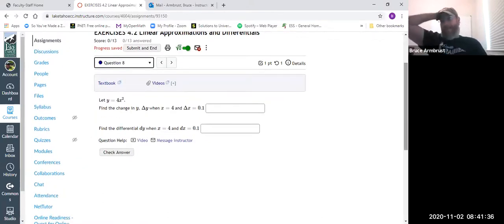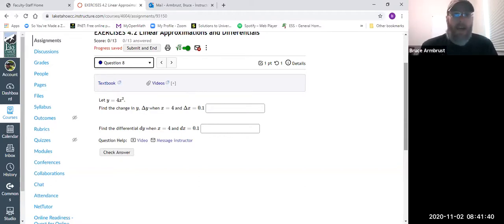All right, so here's number 8. It says let y equal 4x squared. Find the change in y, delta y, when x is equal to 4 and delta x equals 0.1. And then it says find the differential dy when x is equal to 4 and little dx is equal to 0.1.